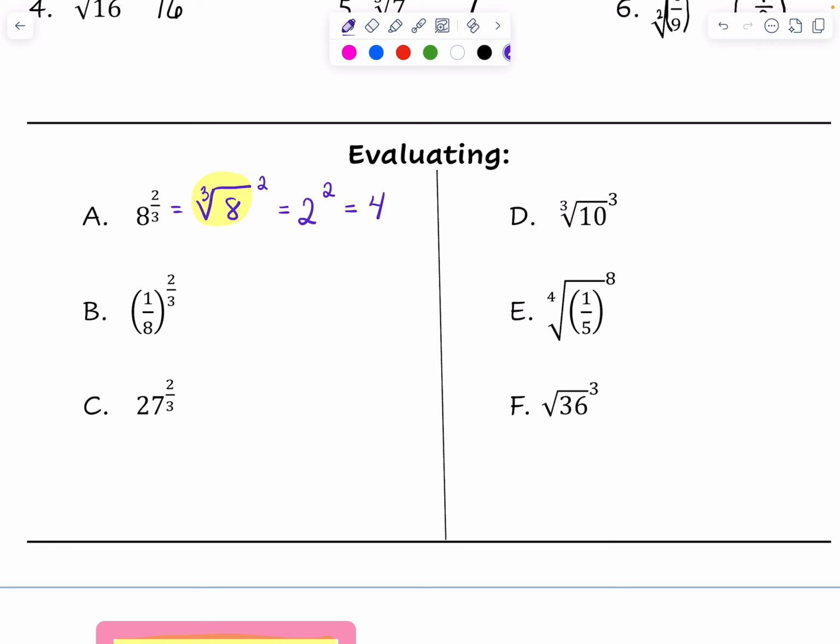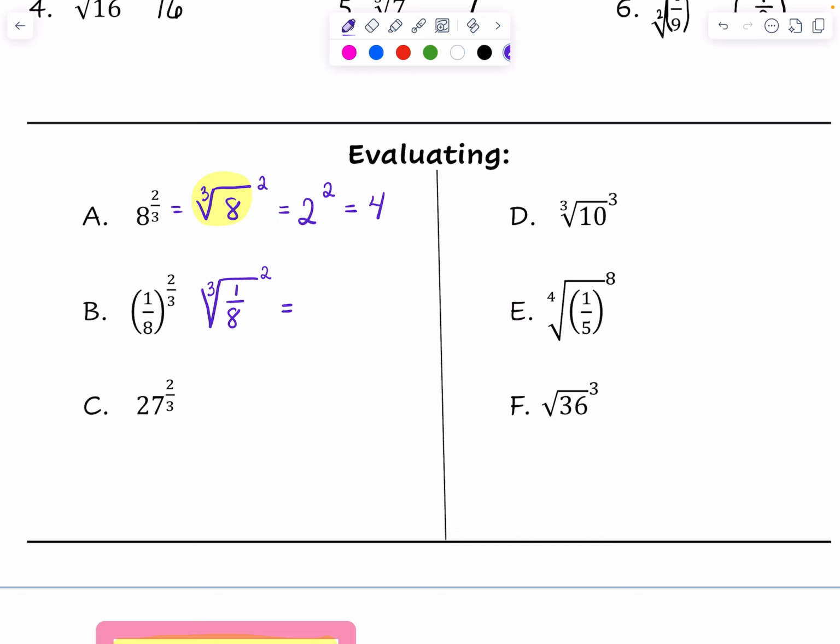Now on this next one, I have 1/8 to the power of 2/3. I don't know what that is, but let me go ahead and try to rewrite it this way. 1/8 to the power of 2 with an index of 3.